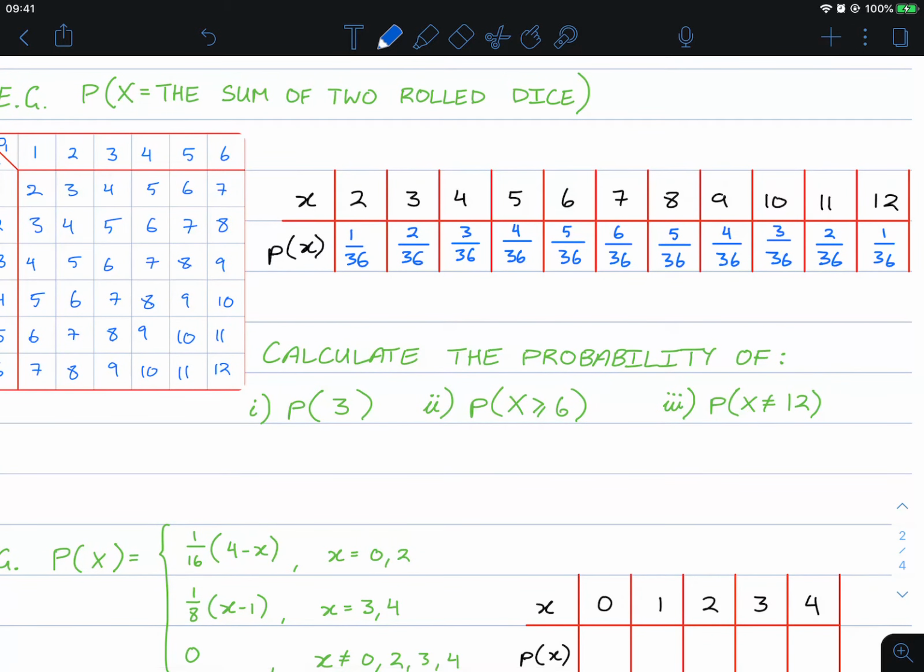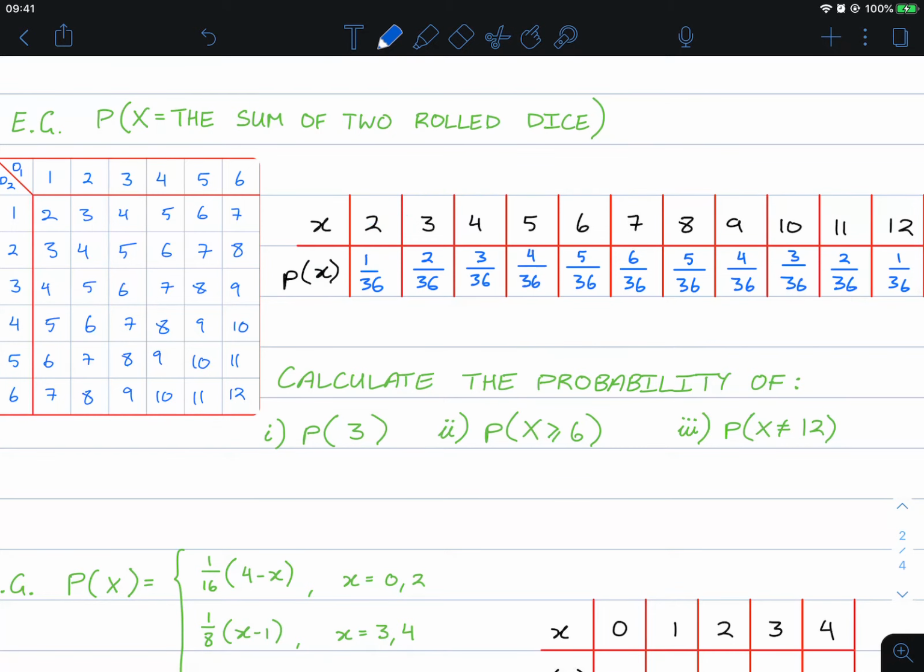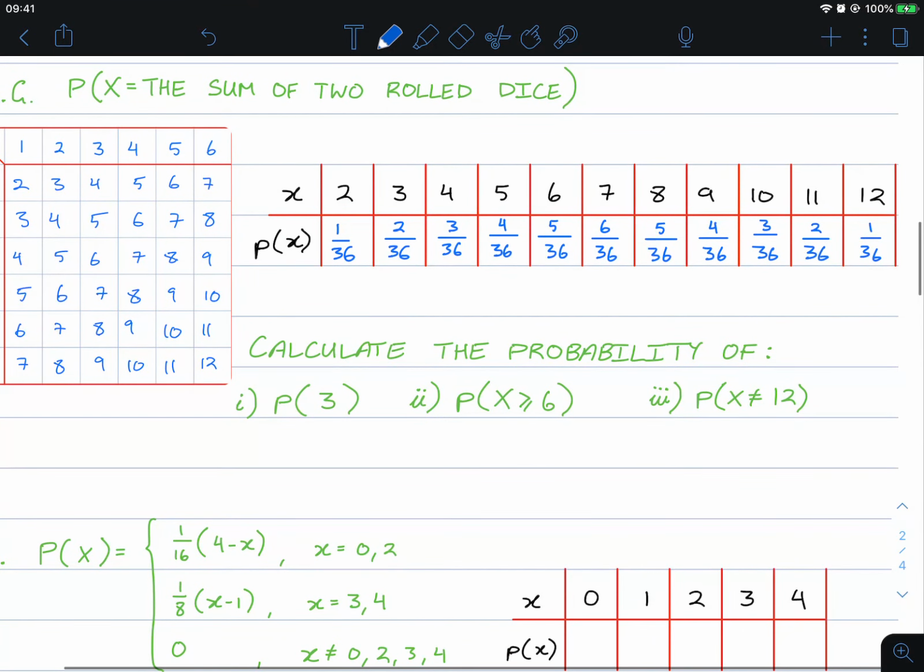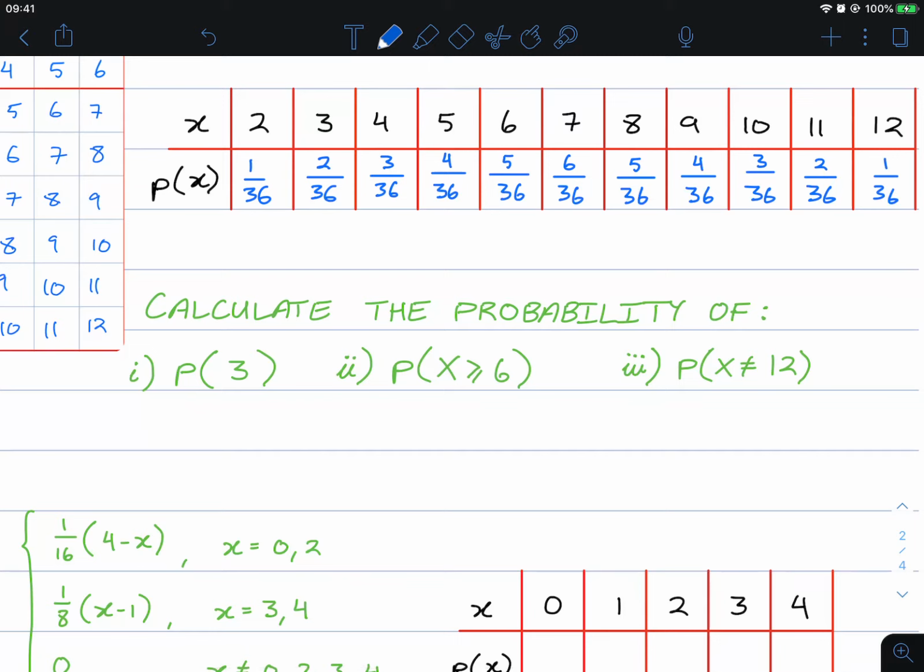So we can calculate using these probability distributions. We can easily calculate the probabilities of each result. The probability of 3 is just 2 in 36.